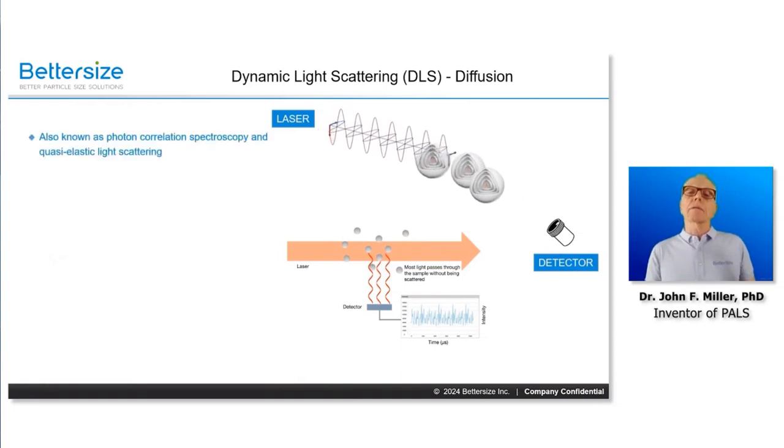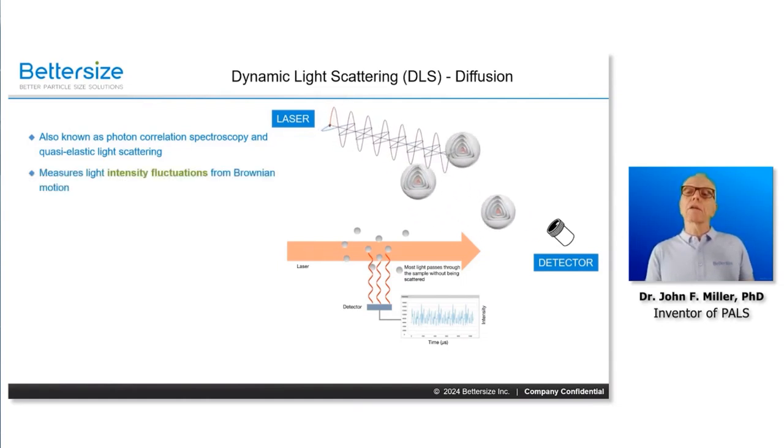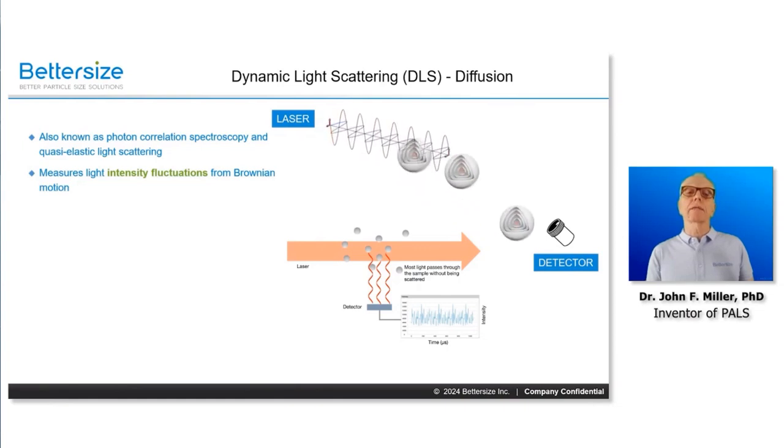Dynamic light scattering, also known as photon correlation spectroscopy or quasi-elastic light scattering, measures fluctuations in the intensity of scattered light due to Brownian motion of particles. In the animation, you can see three particles moving randomly.